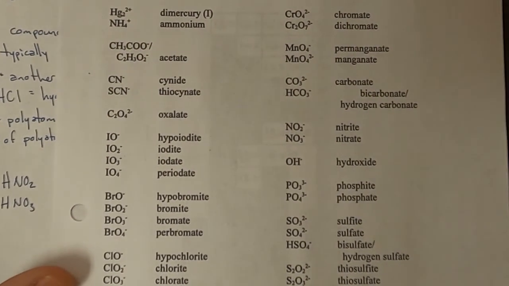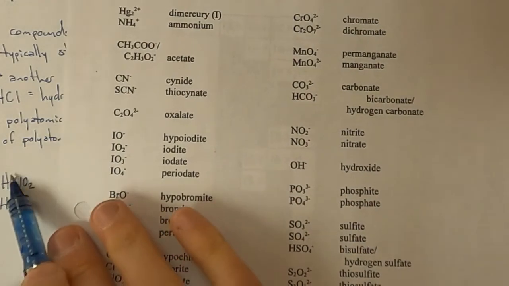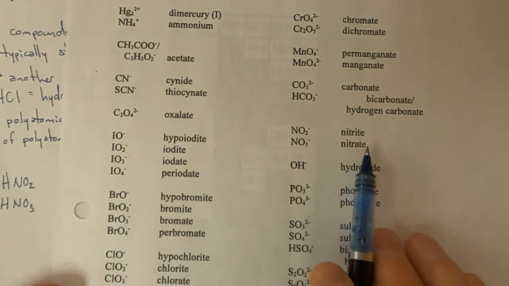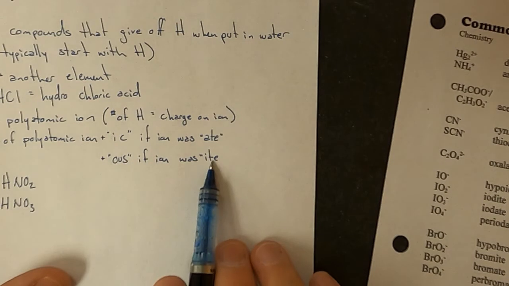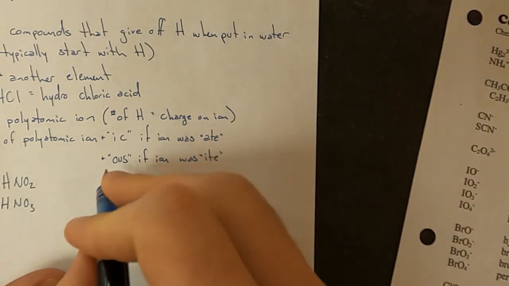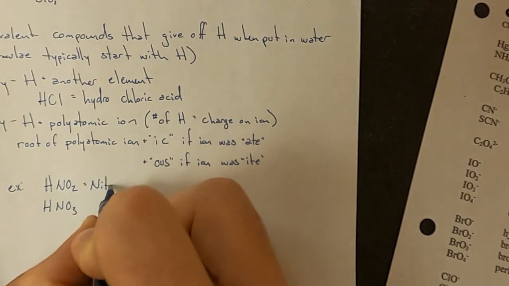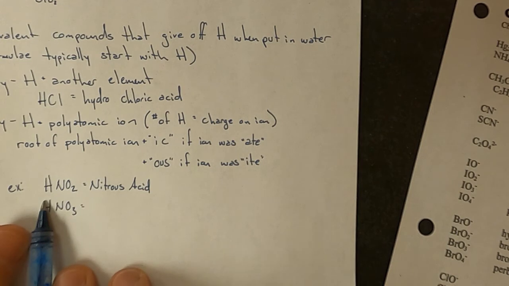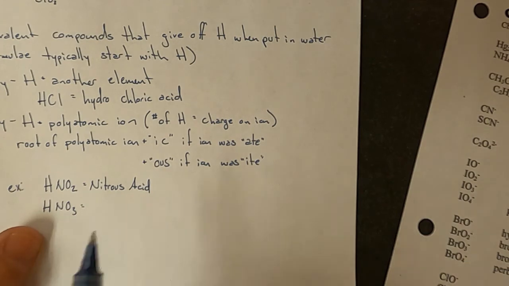And so, for example, HNO2, you ignore the H and you look for what polyatomic ion that was, NO2, nitrite. And because it ended in ite, it would be ous. So this would be nitrous acid. HNO3, so you give up the H, the NO3 ion was nitrate, and so this would be nitric acid.